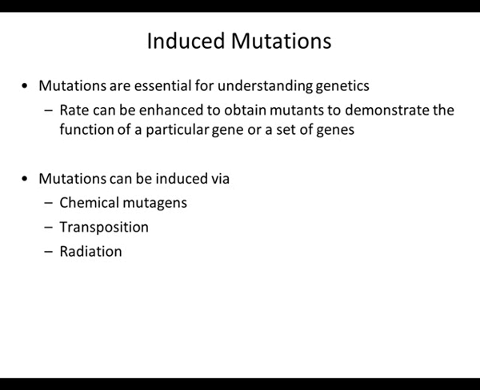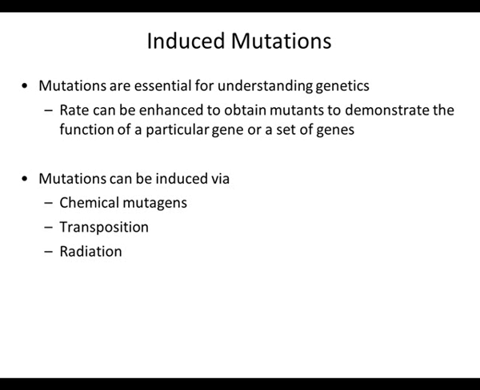If you're studying humans, you have to wait until you find somebody that has a defect or a change in the genome that results in a phenotype, and then you study that. You try to find out which gene is responsible for that phenotype. In the laboratory, you can induce mutations, get a mutant that has a defect, and then try to find the gene that's affected. So mutants are really important to understand biology.